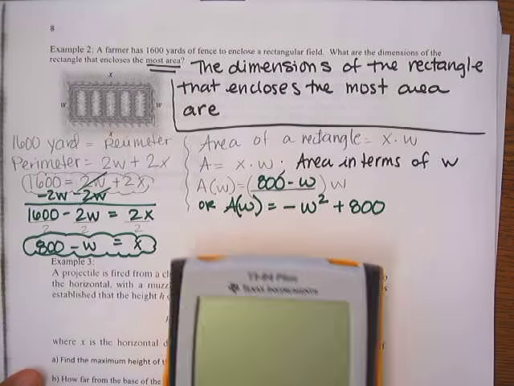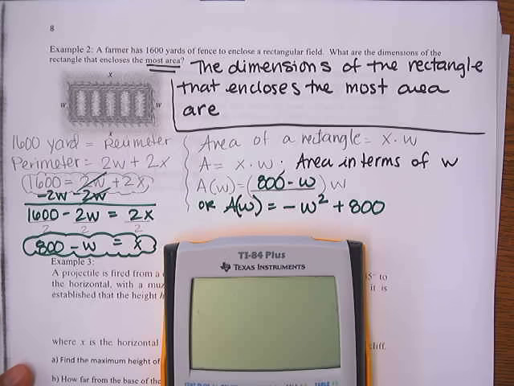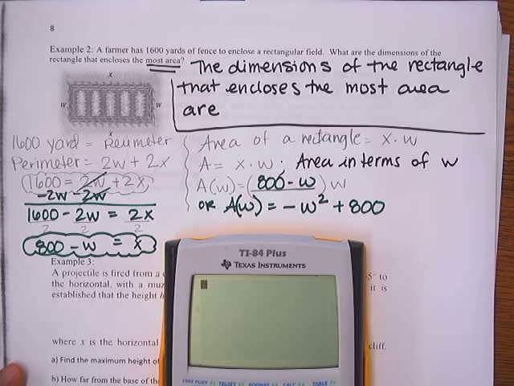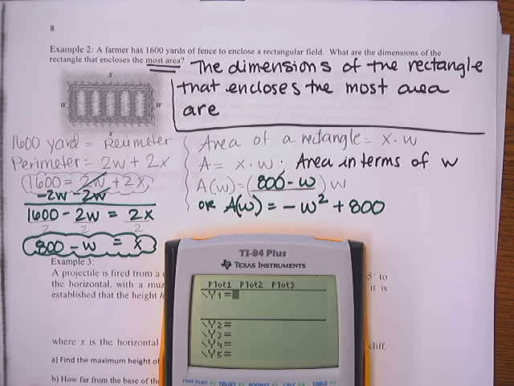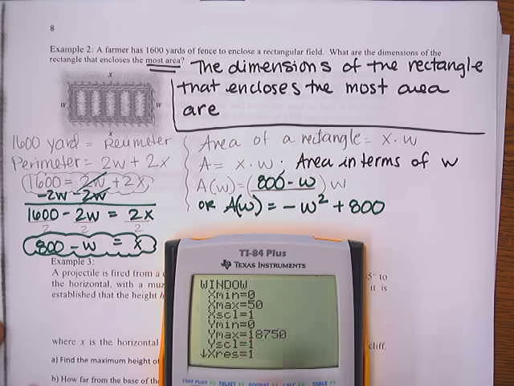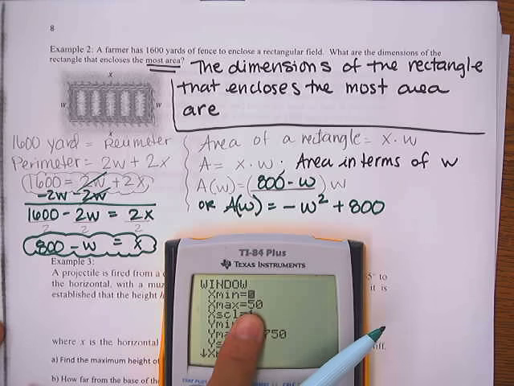Now, I'm going to use my calculator. Now, this piece is the same as example 1. Okay? And I even have example 1 equation in there, which I'm going to clear out. I'm going to enter in, ready? Negative x squared plus 800x. Okay. Now, how would I know what to enter in for x min and x max?